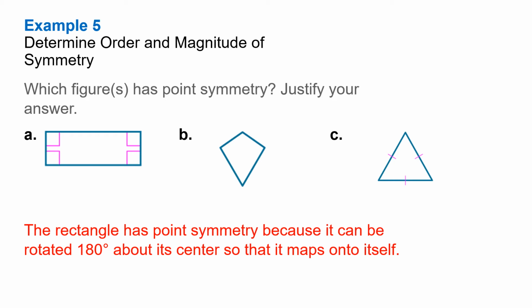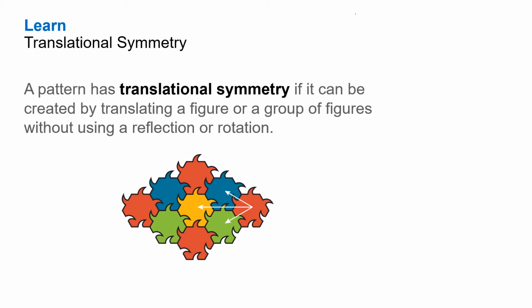So the rectangle has point symmetry because it can be rotated 180 degrees about its center so that it maps onto itself. Figure B did not have rotational symmetry, so it cannot have point symmetry. And figure C had a magnitude of 120 degrees, but 120 is not a factor of 180 degrees. So it does not have point symmetry.